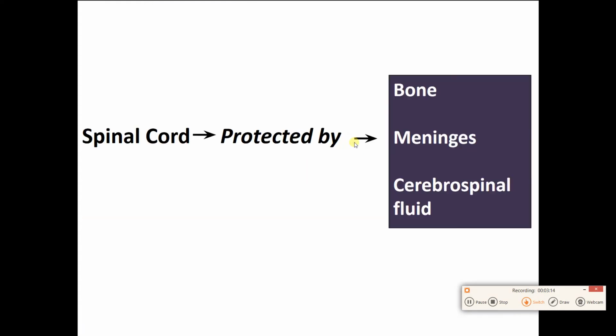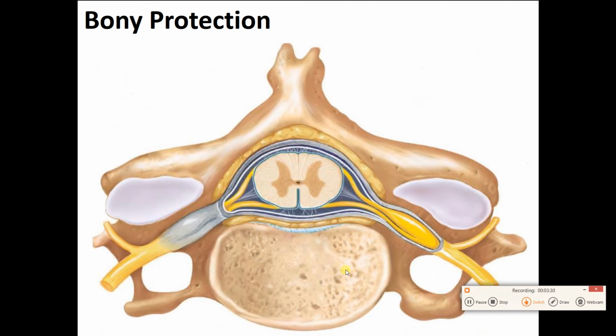All right. So we got some basic functions. Let's talk about the protection of the spinal cord, and then we'll talk about its anatomy. So the spinal cord is protected by three major things: bones, meninges, and cerebrospinal fluid. The bones, of course, are the vertebrae. Here we have a beautiful cervical vertebra right here. The spinal cord is ensconced within the vertebral canal, protected by the body of the vertebra, by the vertebral arch, and all the sticky out processes.